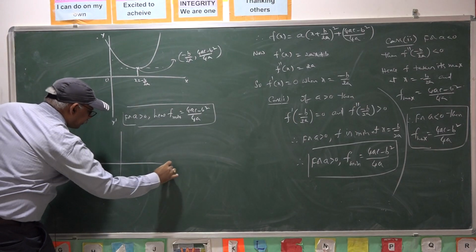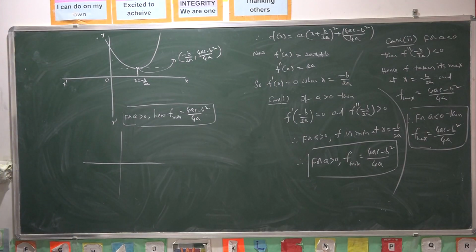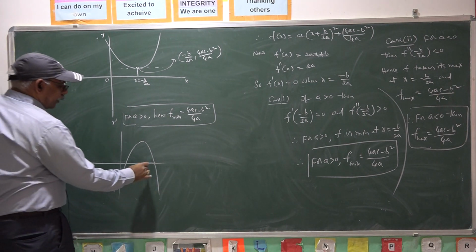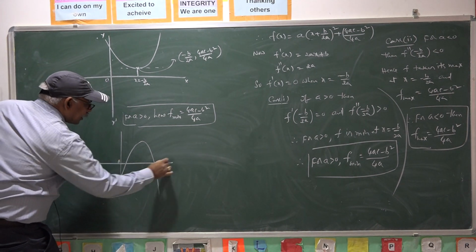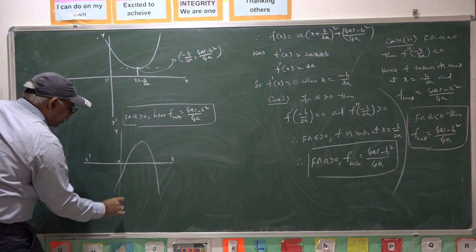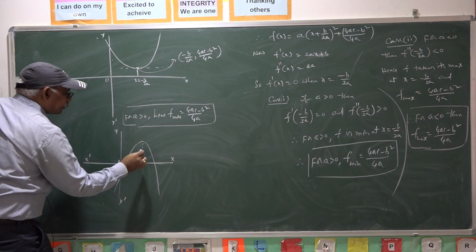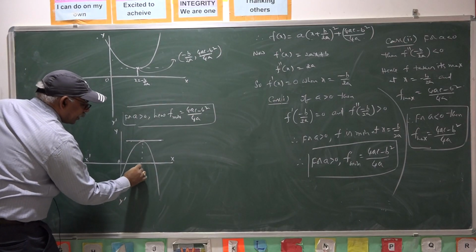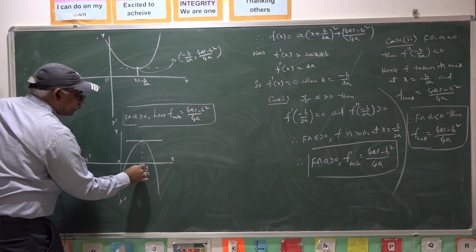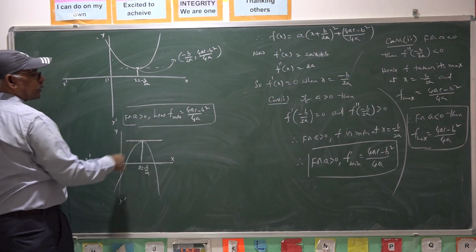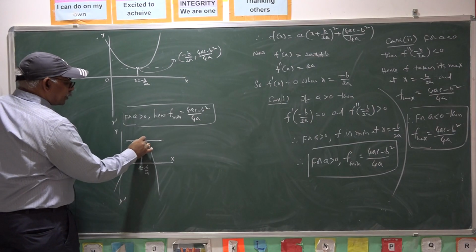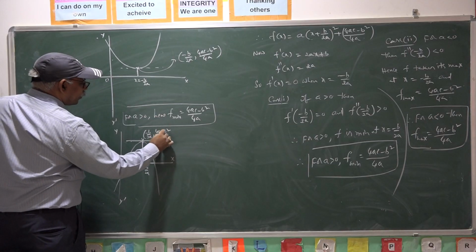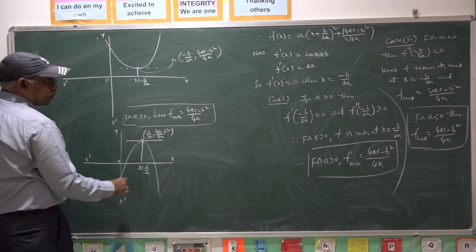Similarly, in case of maximum, the curve may be like this. In such a case, the maximum exists at this point, because at this point the tangent is parallel to the x axis. This is x equal to minus b by 2a. This length is 4ac minus b square by 4a. Hence, this is the point minus b by 2a comma 4ac minus b square by 4a. This is the maximum value.